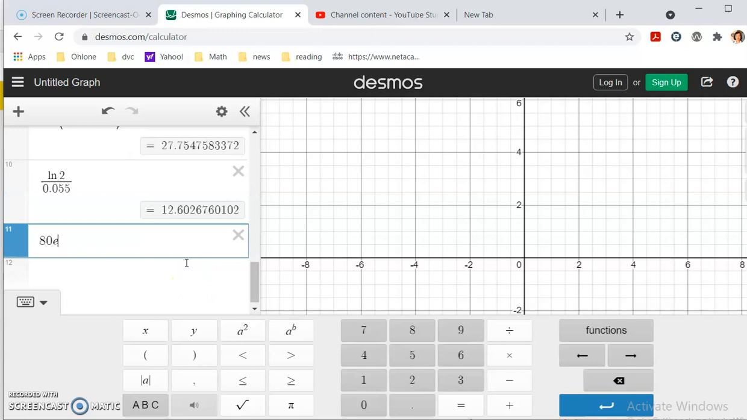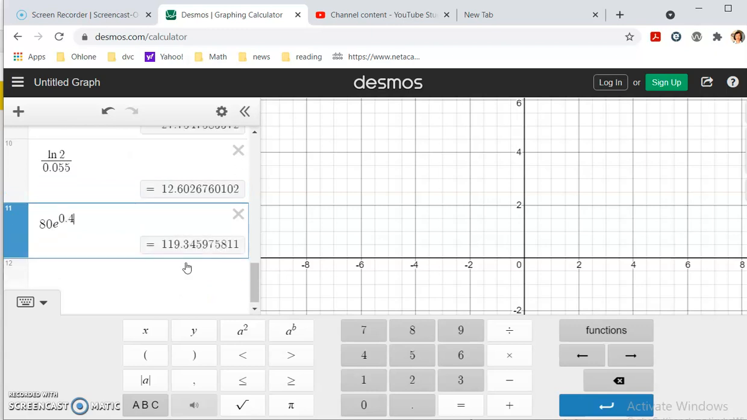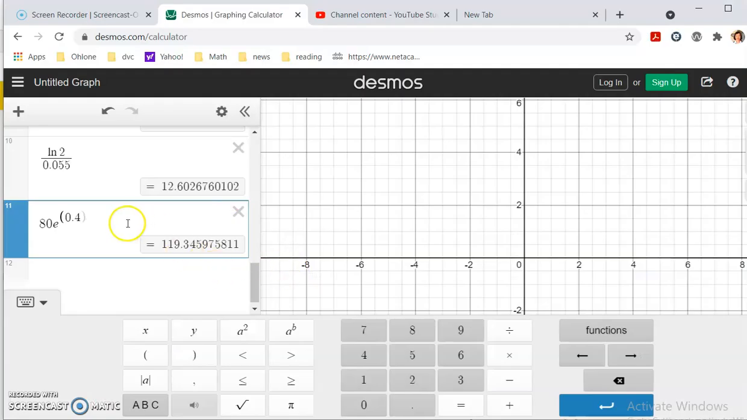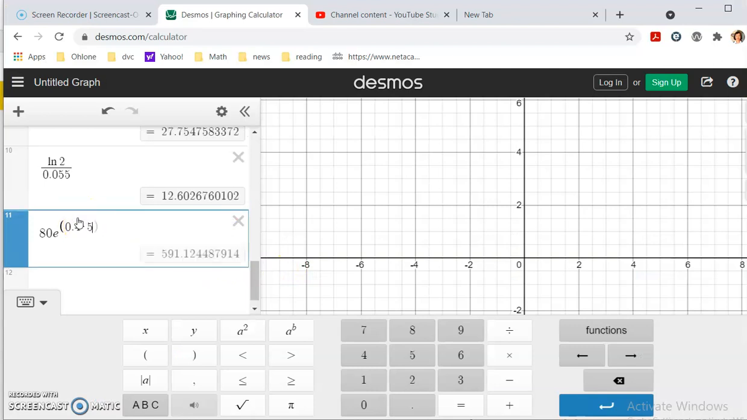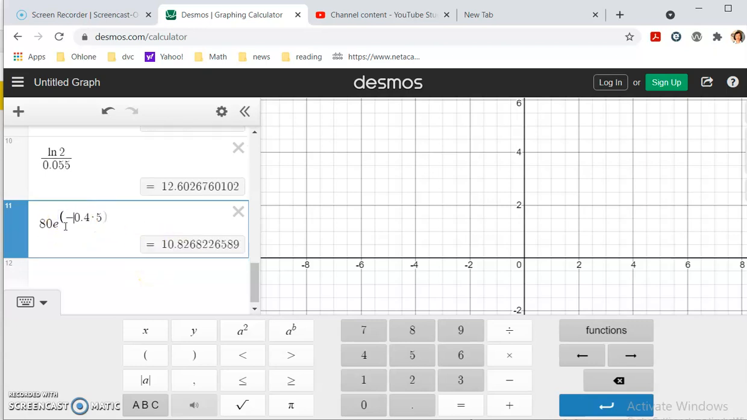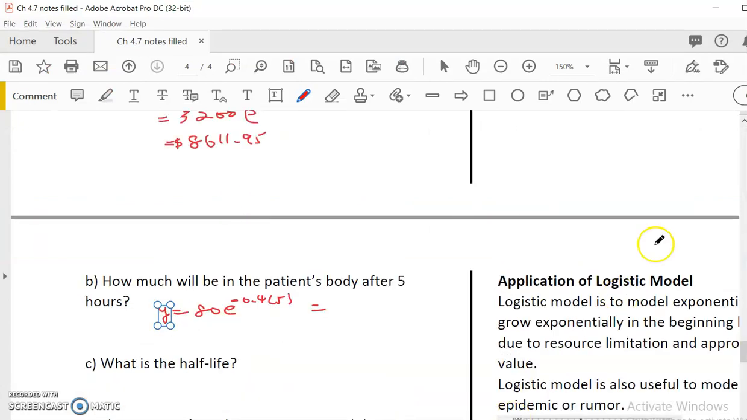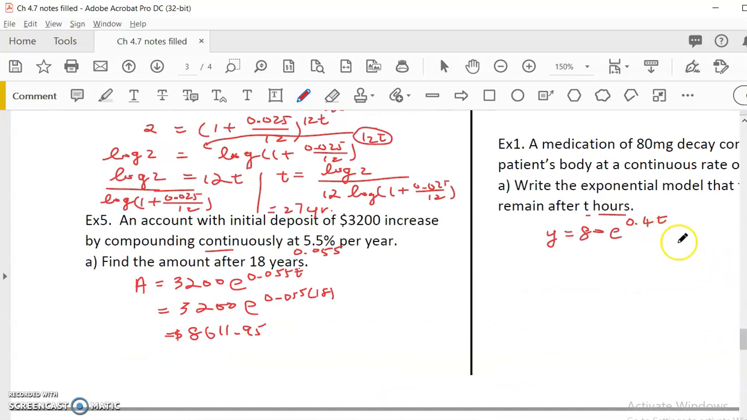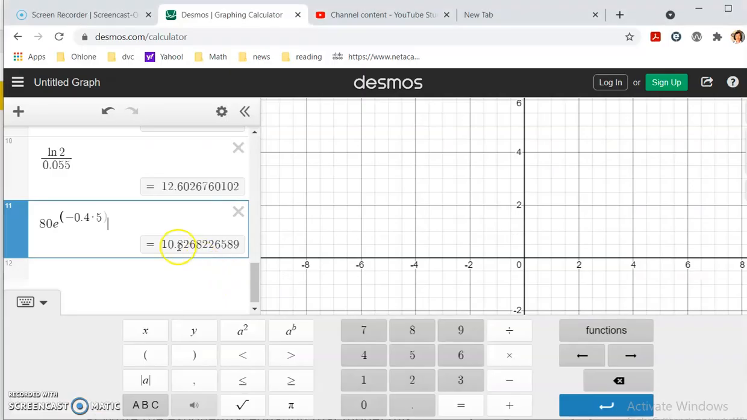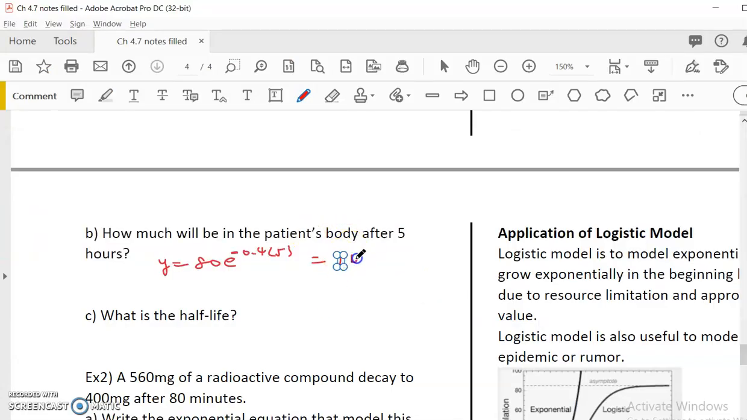Just do it. 80 e to the power 0.4. Okay, so I want to multiply time, 5. It is hours, so times 5. Oh, negative. I forgot. It is a decay, right? It should be negative because it's decay. This would be growing. No wonder it became more. So it will be 10.8 milligram. After 5 hours, you only have 10.8 milligram in your body.